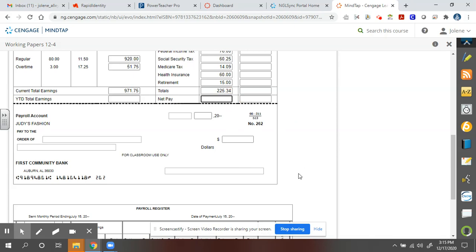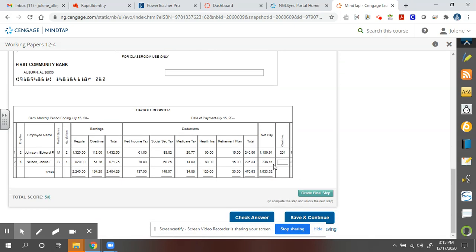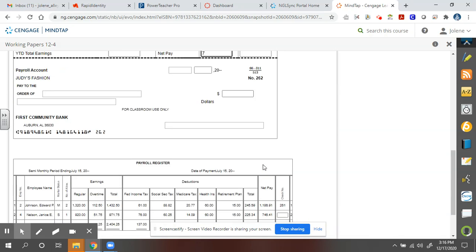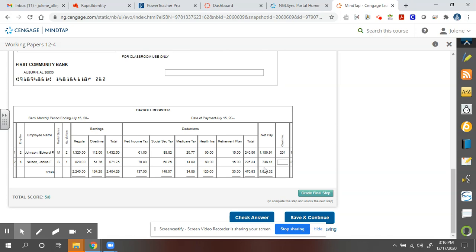Okay, and her net pay, how much is she taking home, tells me right here, $746.41.